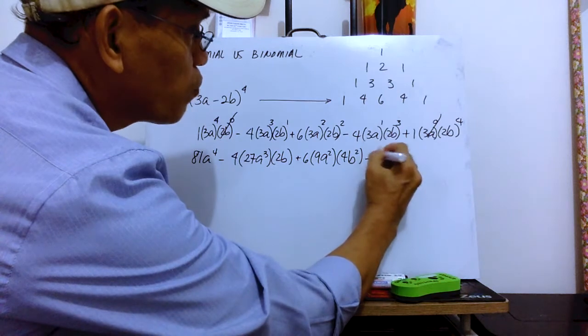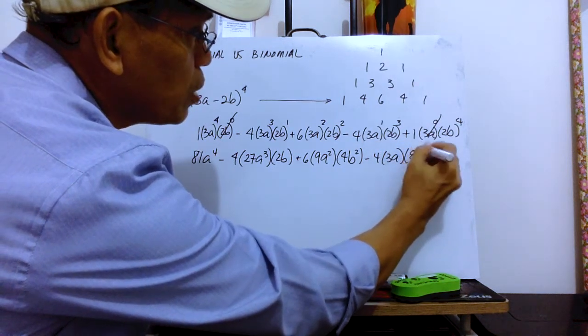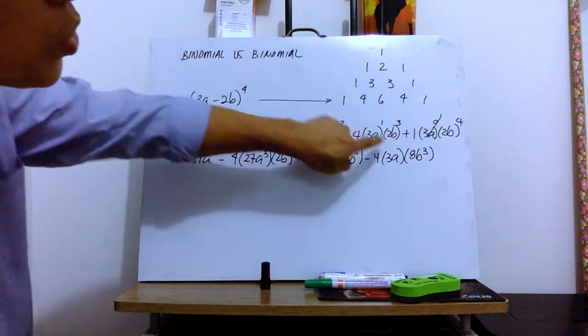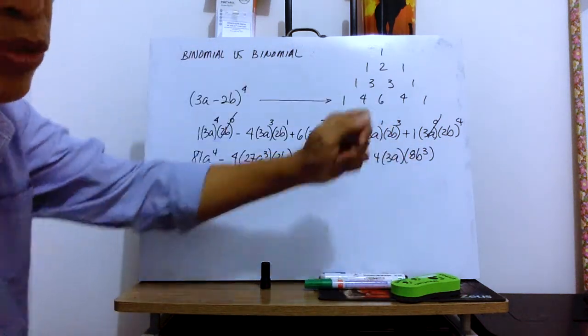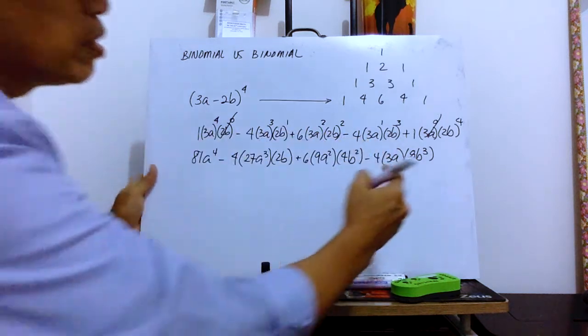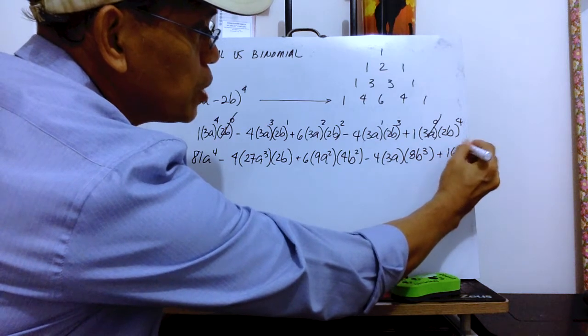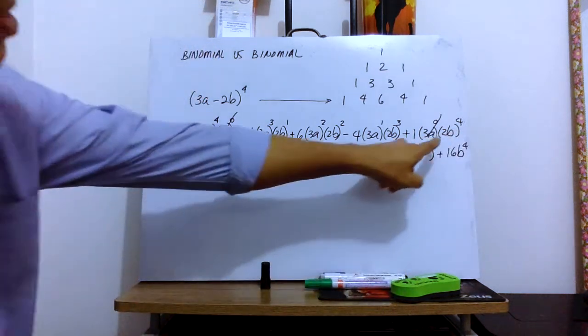Then minus 4, then 3a, and then 8b cubed. When you raise 2 to 3, it becomes 8. Remember, 2 times 2 times 2, that's 8. Then that's b cubed. And finally, plus 16b to the fourth. There.